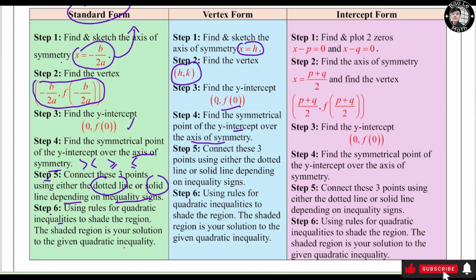Now for the intercept form, step number 1, find and plot the two zeros, x equals p and x equals q, by solving the two equations right here. Step number 2, find the axis of symmetry, which is x equals (p plus q) divided by 2, and find the vertex. Substitute this into the original function to get the ordered pair of the vertex. Step number 3, find the y-intercept by letting x equal 0 and solving for f of 0. Steps number 4, 5, and 6 are similar to the previous ones.